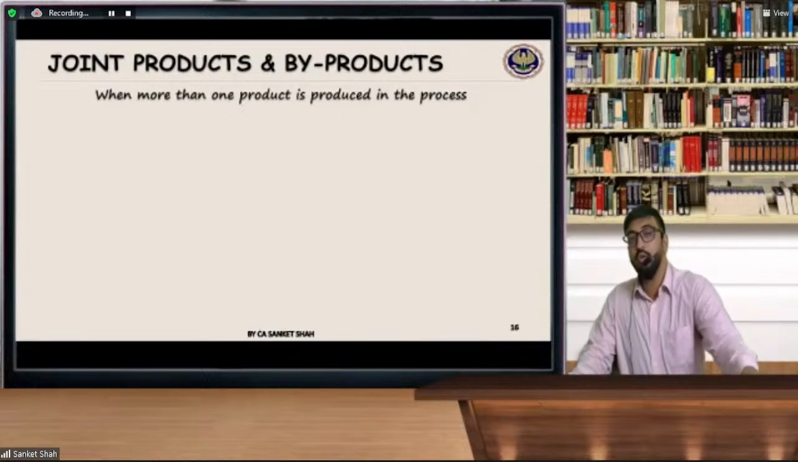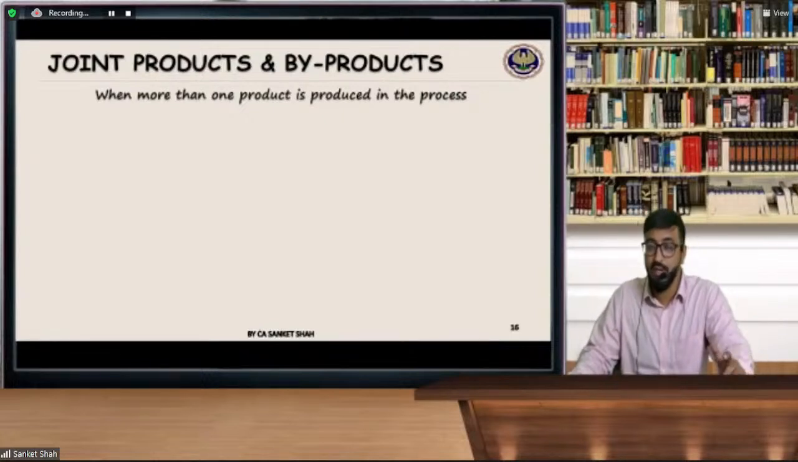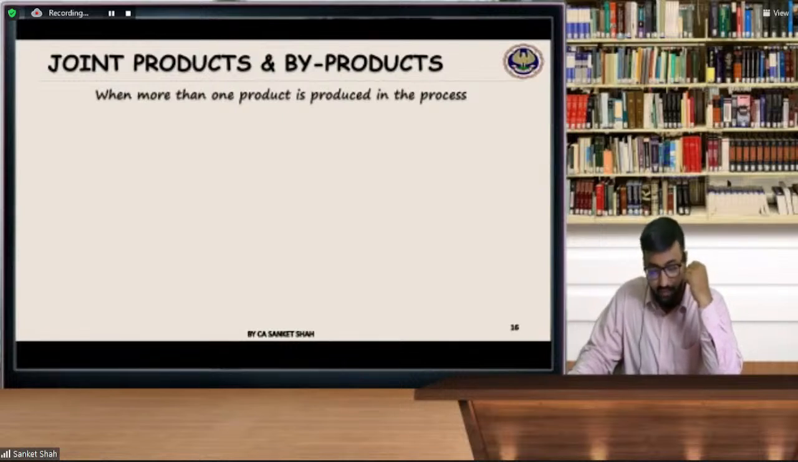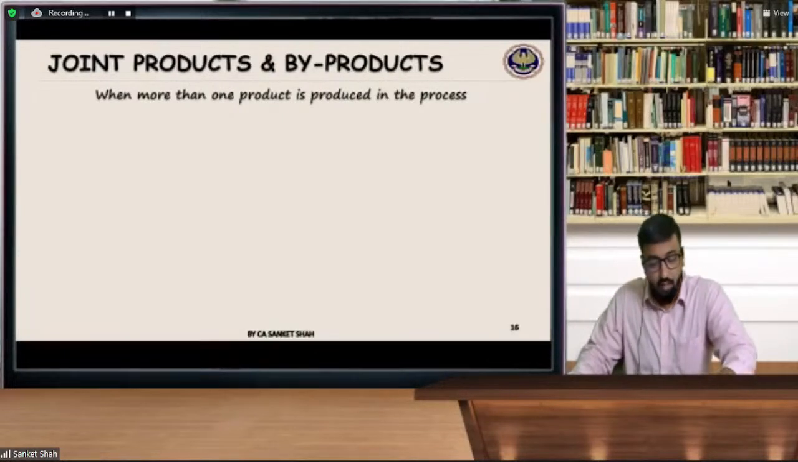So what are joint cost? Basically there are how many methods? Can you tell me how many methods to split the joint cost? Yes beta, how many methods are there? For joint product, byproduct. Byproduct there are only two methods, but joint product how many methods are there?